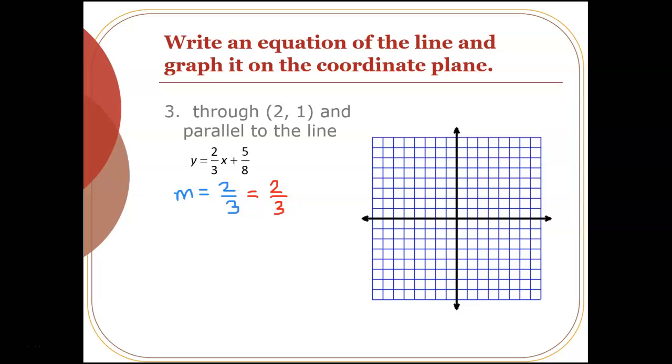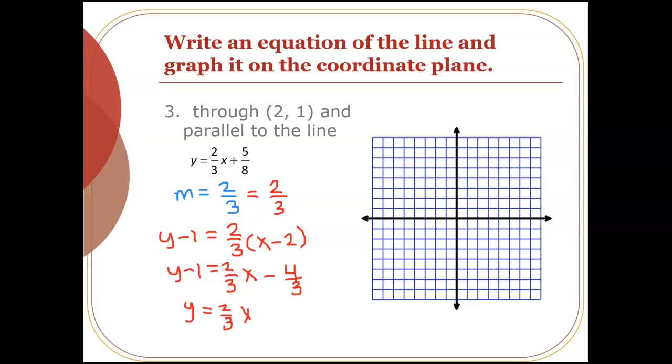So parallel lines will not intersect. They are the same direction. So both slopes are 2/3. So I'd have y minus 1 equals 2/3 (x minus 2). So -4/3 plus 1 would give you -1/3.